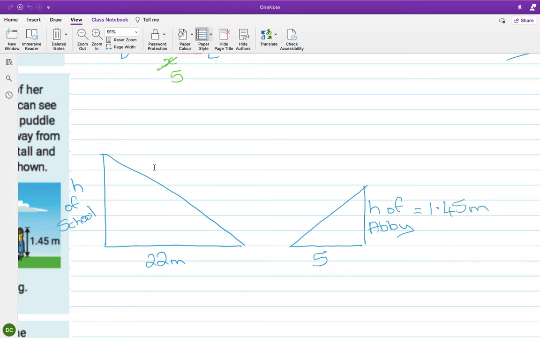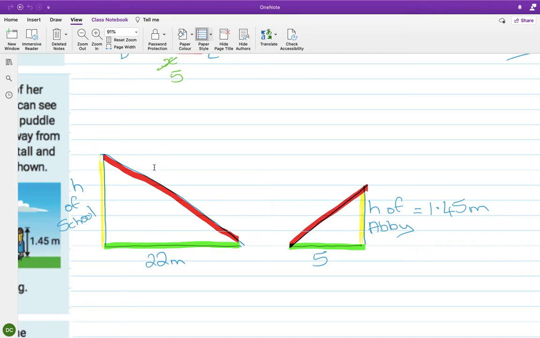Okay, so corresponding sides, the height of the school, these are just mirror images, so the height of the school matches up or corresponds to the height of Abby. The distance along the ground from the puddle. And then the right angle triangle, so the hypotenuse. So there's your corresponding sides.